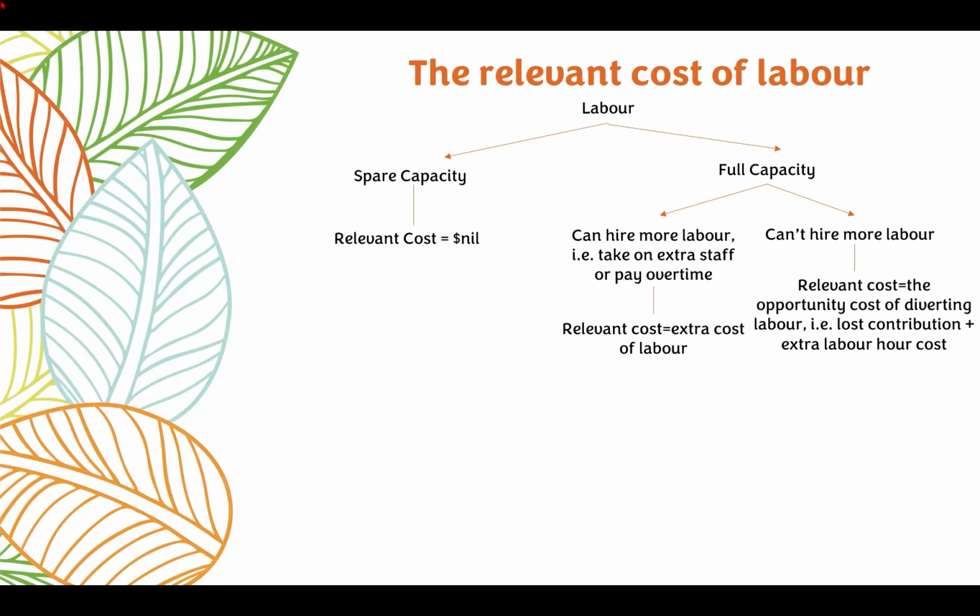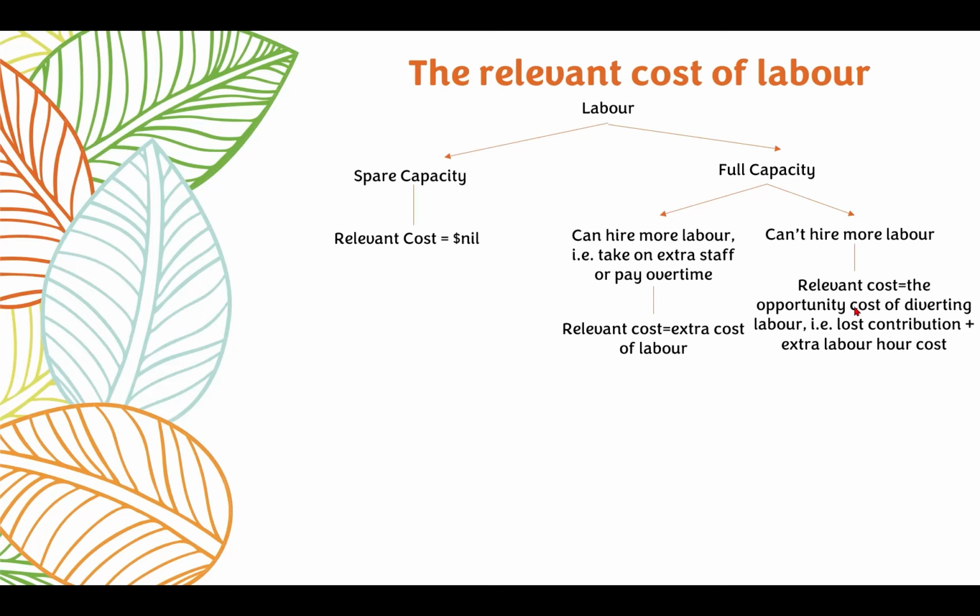But in case we are running on full capacity, then again we need to check whether we can hire more labor or we can't. This is the same as in the case of material, right? If we can hire more labor, that is, we can take on extra staff or pay overtime to the existing staff, then the relevant cost will be the extra cost that we pay for the labor or that overtime cost, right?